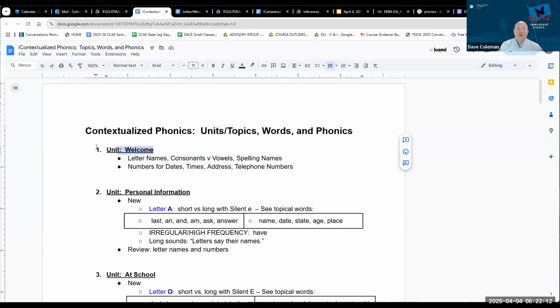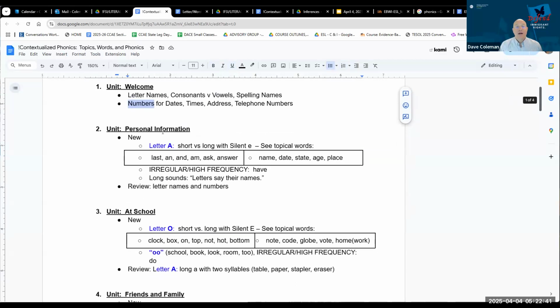So the welcome unit is where you're assessing what letter names students know. You're calling out the vowels. Your students are spelling their names. We always start with the most student-centered topic, which is me and my name. And then we move to our family, right? So that's why personal information is first. And then we also want to do numbers, right? And these we're going to recycle, but let's talk about the first unit, okay?